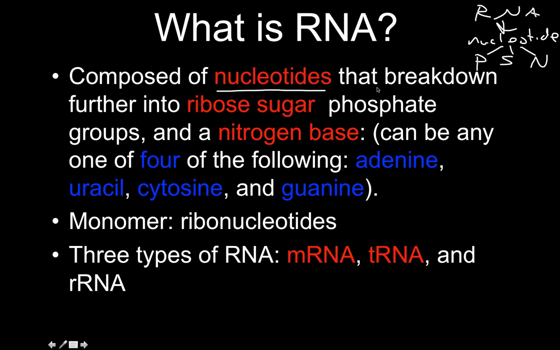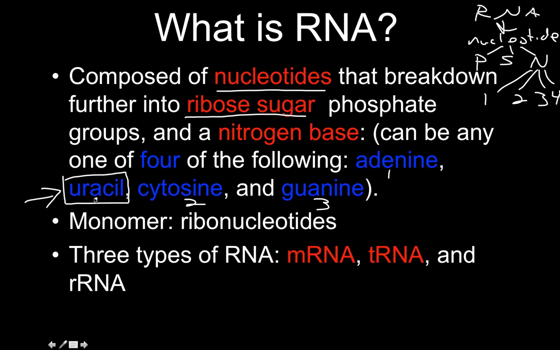The difference is that the sugar that's a part of the nucleotide for RNA is ribose sugar, which is a little bit different than DNA, where DNA had deoxyribose sugar. This is regular old ribose. And again, there are 4 different types of nitrogen bases. 3 of them should sound very familiar: we still have adenine, cytosine, and guanine. The difference for RNA is that RNA has uracil as one of its nitrogen bases. Remember, DNA has thymine, not uracil. Uracil is for RNA only.